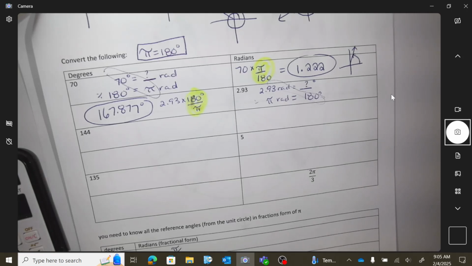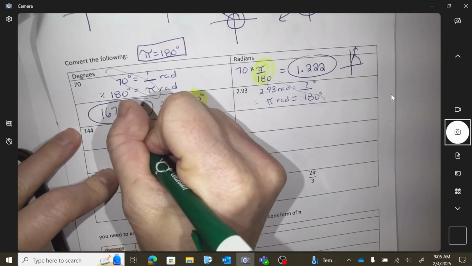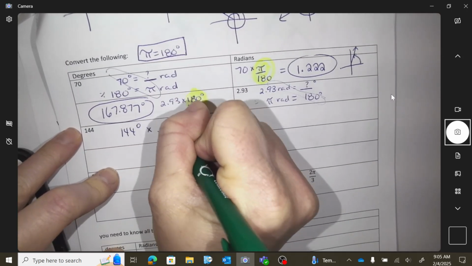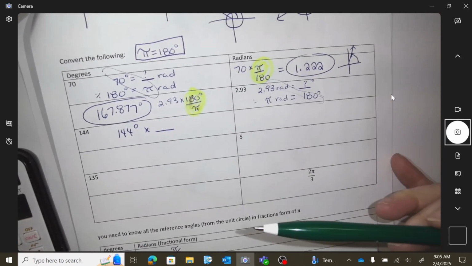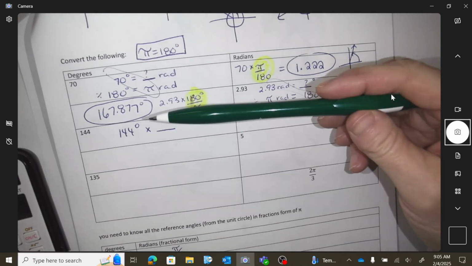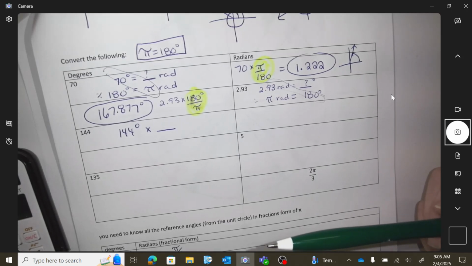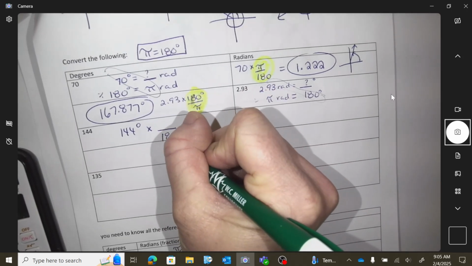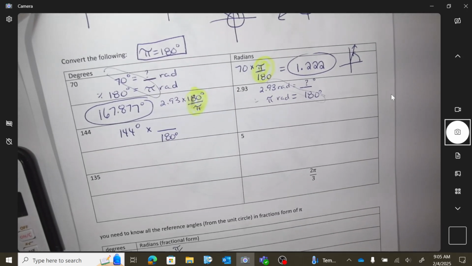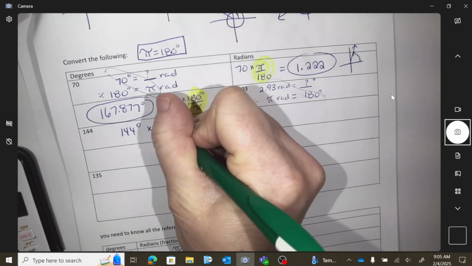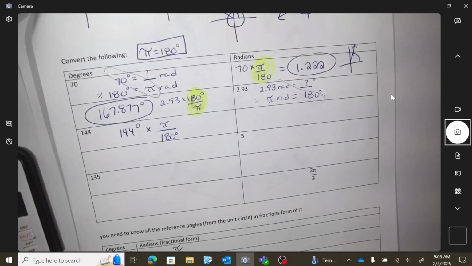Okay, my trick is to divide by what I want to get rid of. Okay, so 144 degrees. So I'm going to times it by, and I'm going to either do pi over 180 or 180 over pi. So what do I want to get rid of? I want to get rid of the 180 degree because I want to get rid of degrees. So then that's what I'm typing. Okay?